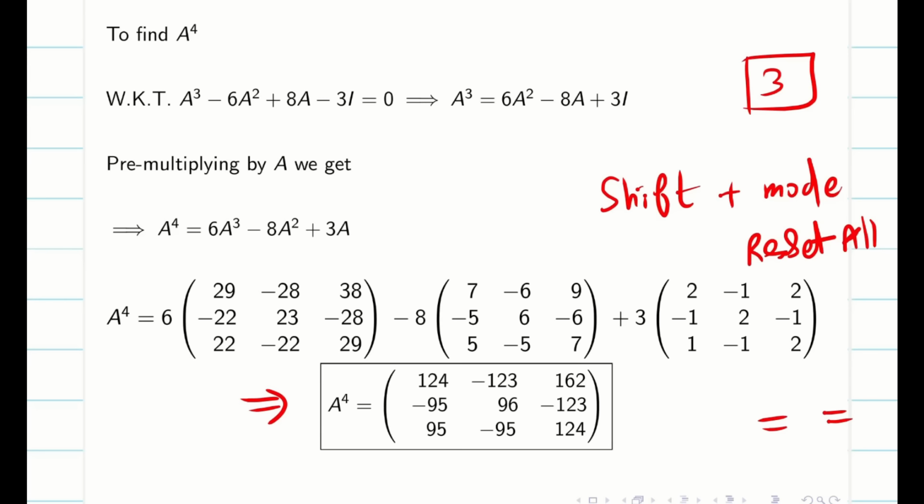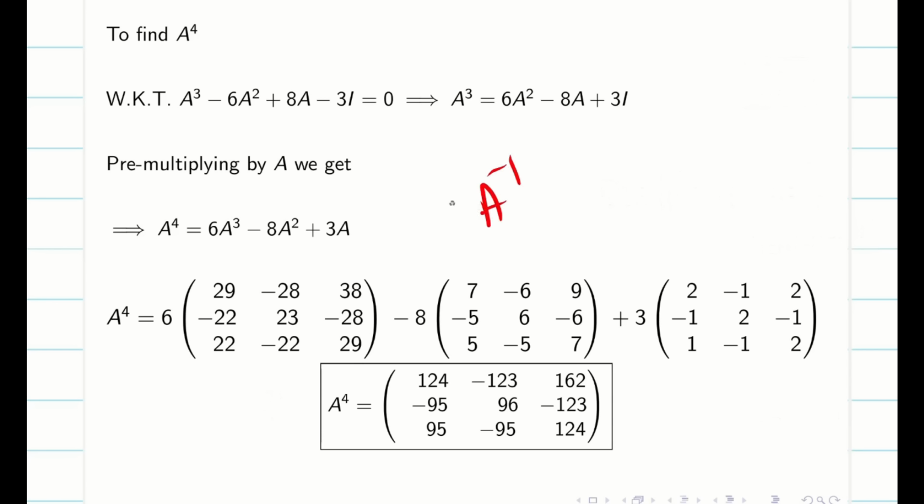So now we found A inverse. We verified the Cayley-Hamilton theorem. Then we found A power 4. So we can do this for any 3x3 matrix, whether it is symmetric or non-symmetric, it doesn't matter.